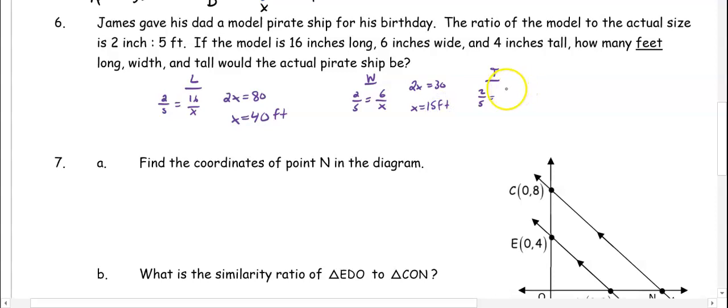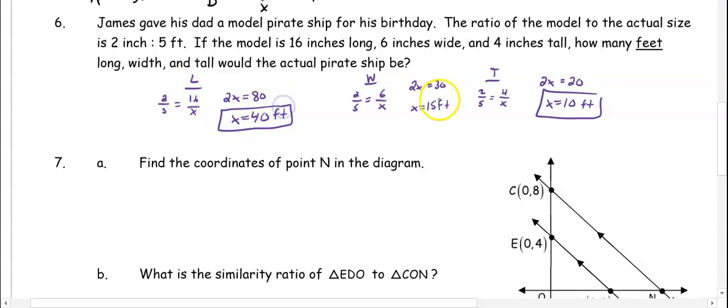And then for how tall it is, we know that the model is 4 inches. We're looking for the height, so as we cross multiply, 2x equals 20. We divide, x is 10 feet. So our length is 40 feet, our width is 15 feet, and how tall it is 10 feet.